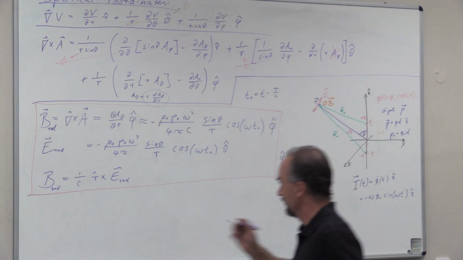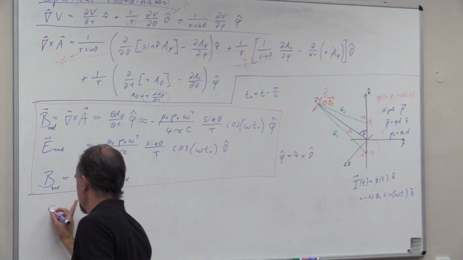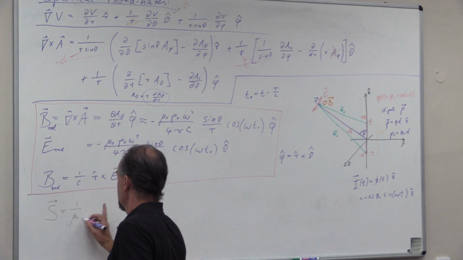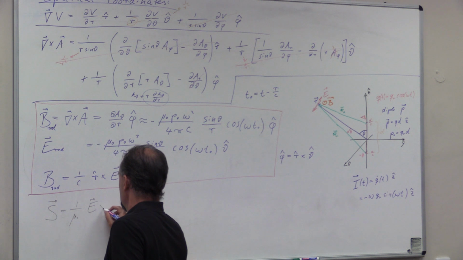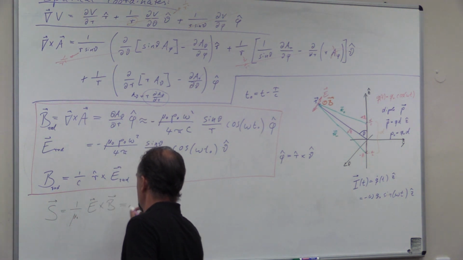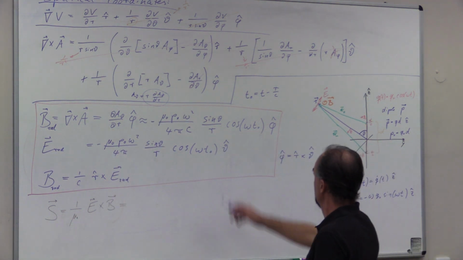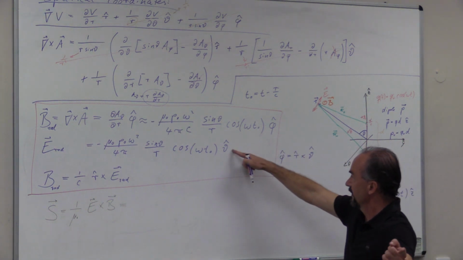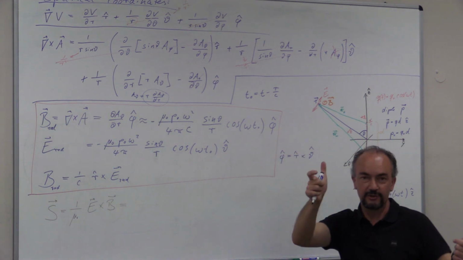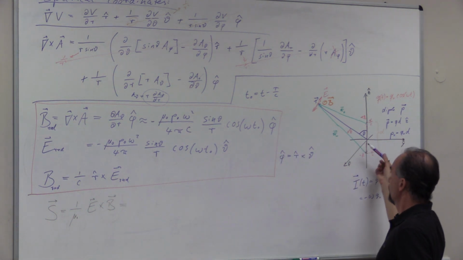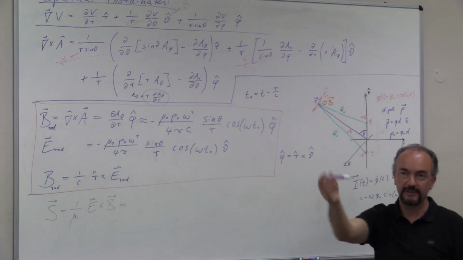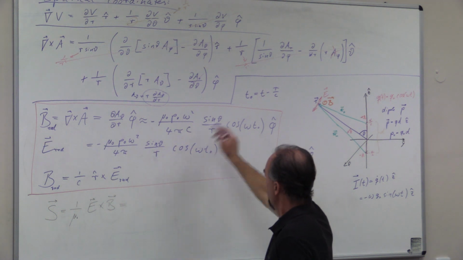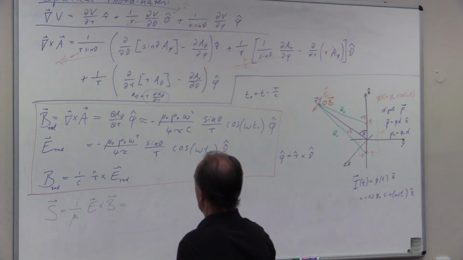So what we now want to know is what's the flux of energy, what's the Poynting vector? One over mu naught, E cross B. And that, well, we just need to plug that in. No E in theta direction, B in phi direction. So, obviously, radiation just goes straight away from the dipole in the R direction. There we go. And we just multiply the coefficients here.